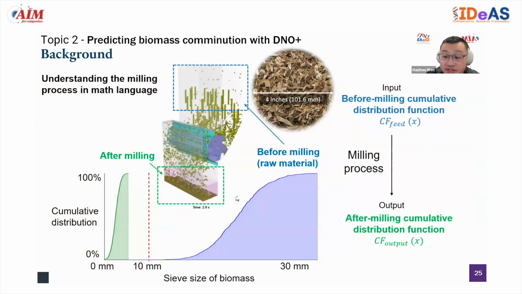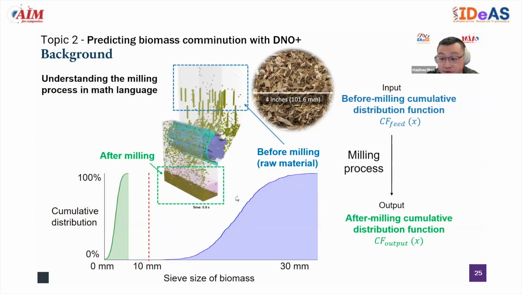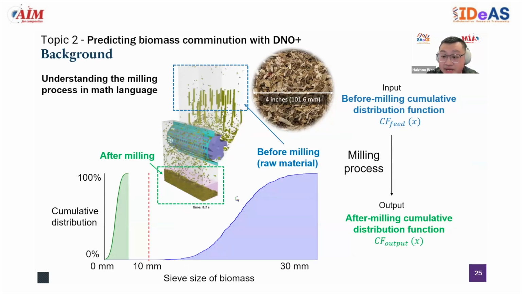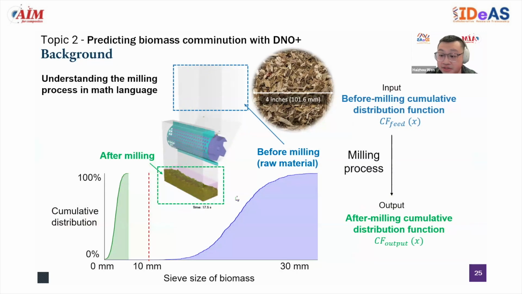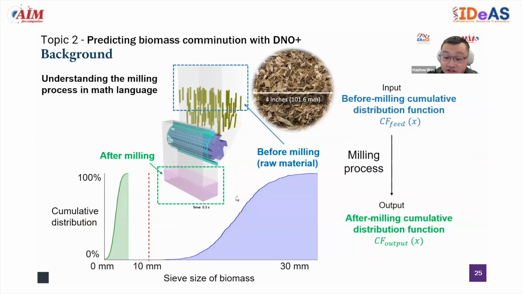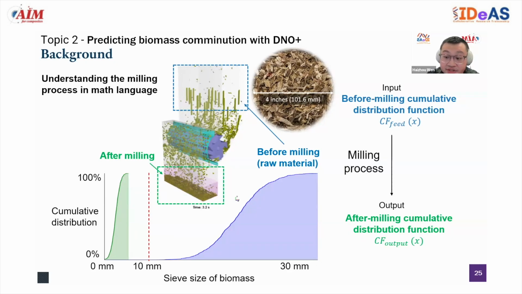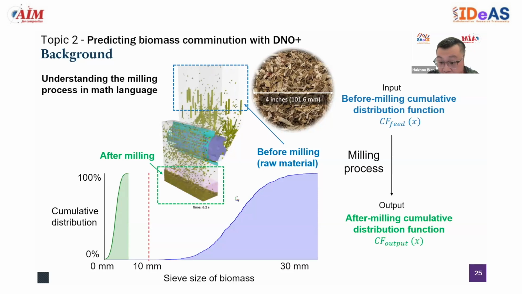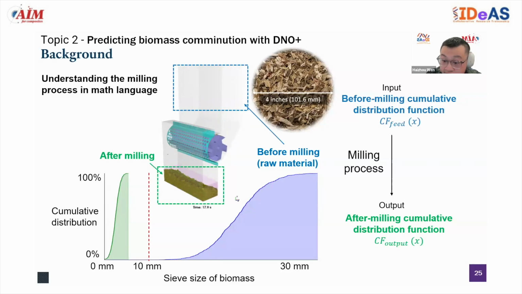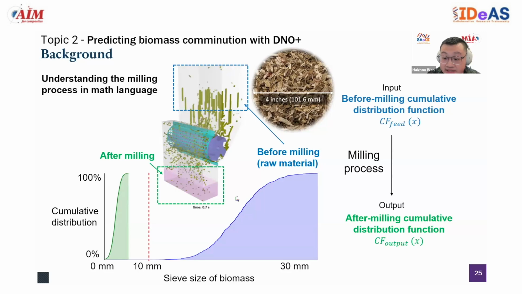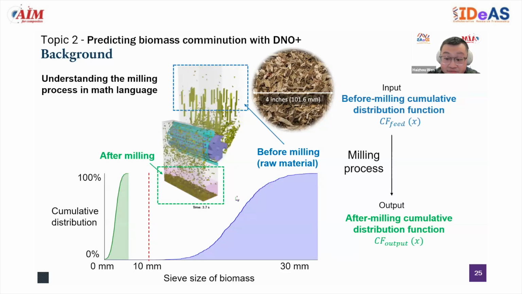So just like we did before, we want to simplify the milling process into basic math language. That may give us a hint about how to design our NN model. The key process of milling is to reduce the particle size of the corn biomass. So we can use a cumulative distribution function to describe the size distribution before and after milling. Before milling, the raw biomass has a larger particle size, with a distribution in a large range of like 10 millimeters to 30 millimeters. While after milling, the particle size gets smaller, with the distribution of the size smaller than like 5 millimeters.